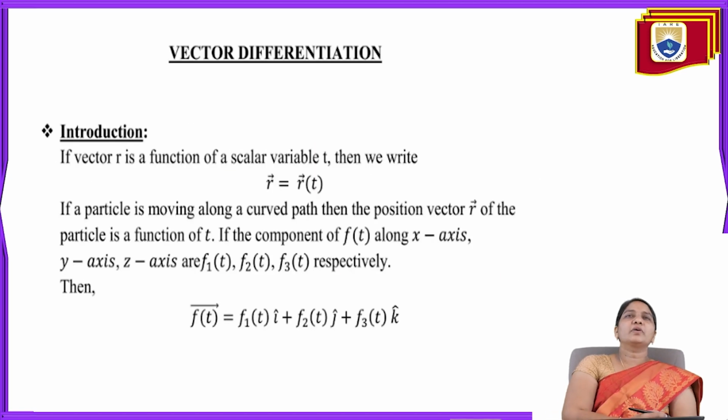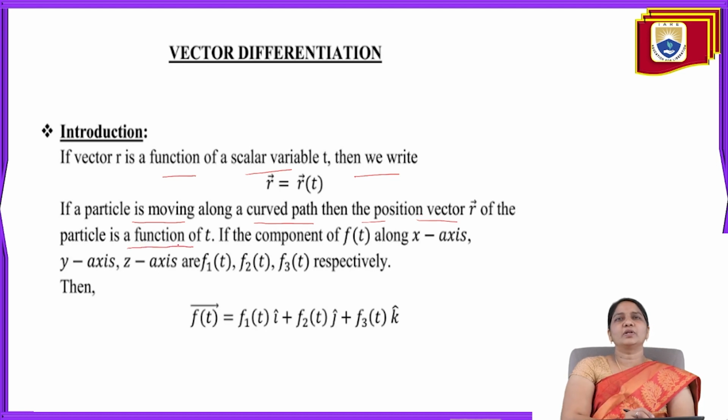So, what is vector differentiation? If vector r is a function of a scalar variable, then we can write r bar equal to r bar of t. So, if a particle is moving along a curved path, then the position vector r bar of the particle is a function of t.